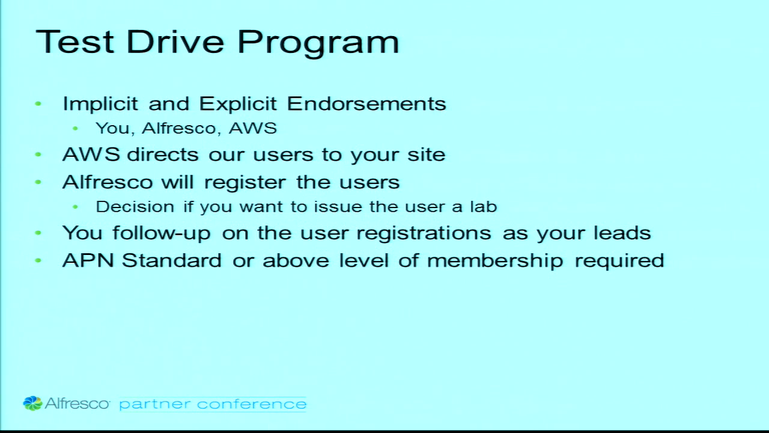So, we talked a little bit about the implicit endorsement. Because you're going to be appearing on the AWS website and the Alfresco website, you get an implicit endorsement of your services and your products. We're going to direct users to your site because your name and your logo are going to be on there. So it's going to drive more awareness for your organizations.